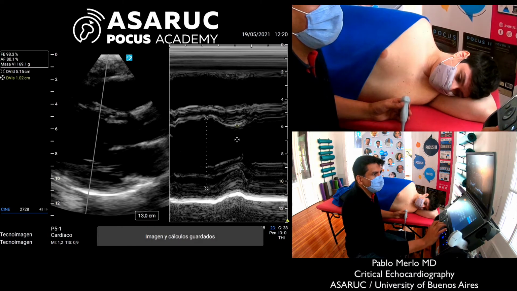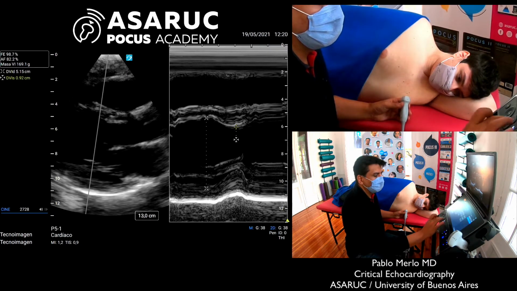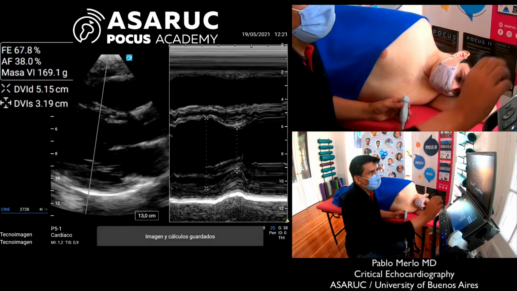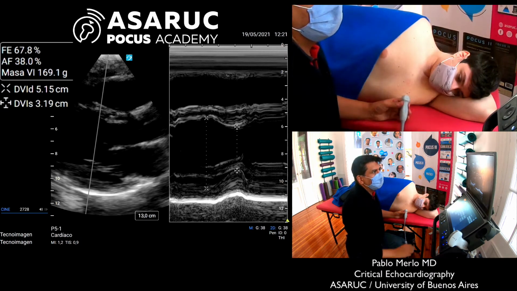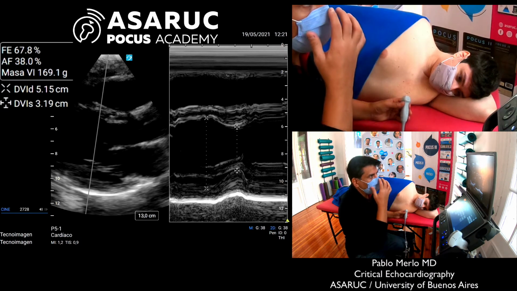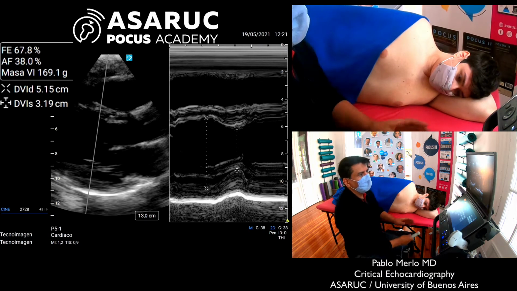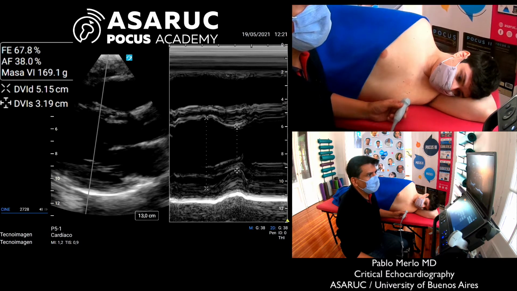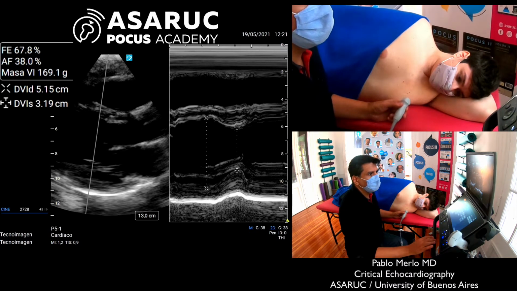Now we measure the end systolic diameter. Our ultrasound device is using fractional shortening to derive ejection fraction with the Teichholz formula. We have a fractional shortening of 38% and an ejection fraction of 68%. Please remember that the normal value of fractional shortening is 28%.